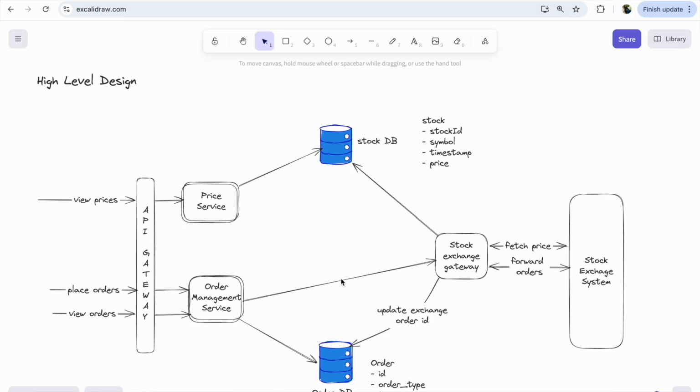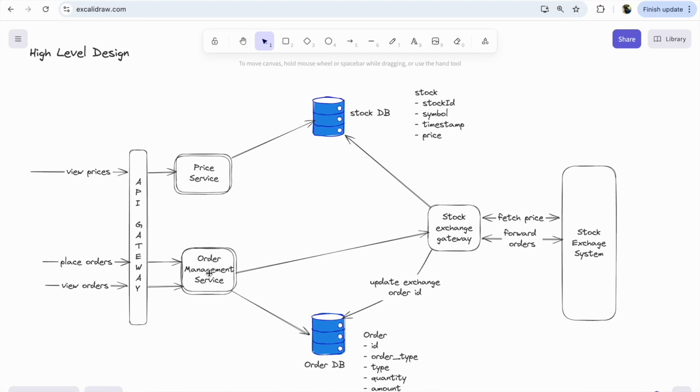Now next one is the order management system. Using this service we'll be able to take the orders from the customer. The order management service will send the order request forward to the stock exchange via the stock exchange gateway. The order management service will send the orders to the stock exchange gateway, and the stock exchange gateway will forward the orders to the stock exchange system.